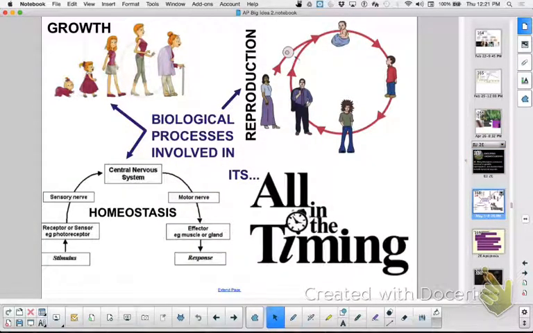Growth at different stages, when reproduction occurs, when you think about hormone regulation and circadian rhythms, or if you just think about our sleep and wake cycle, migration, all of those have to do with timing.